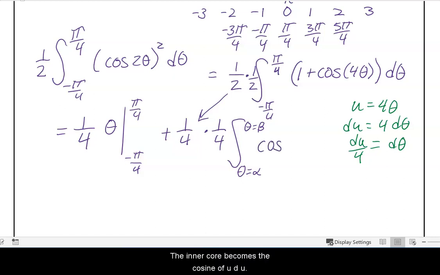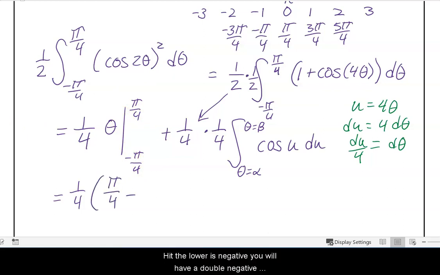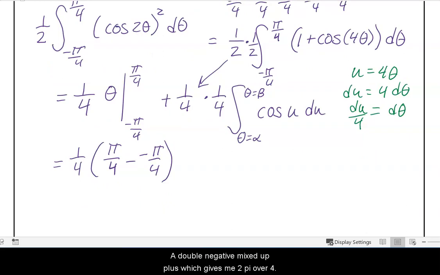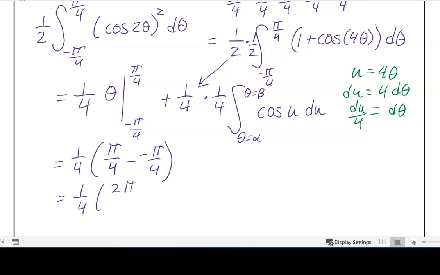The integral becomes the cosine of u du. Now to integrate that, the antiderivative would of course be sine. Plugging into the first integral's terms, I need to evaluate the upper limit of integration and the lower limit of integration. Remember that it is always upper minus lower. If the lower is negative, you will have a double negative. Don't count one for the other. A double negative makes that plus, which gives me 2 pi over 4. That will, of course, reduce to pi over 2.